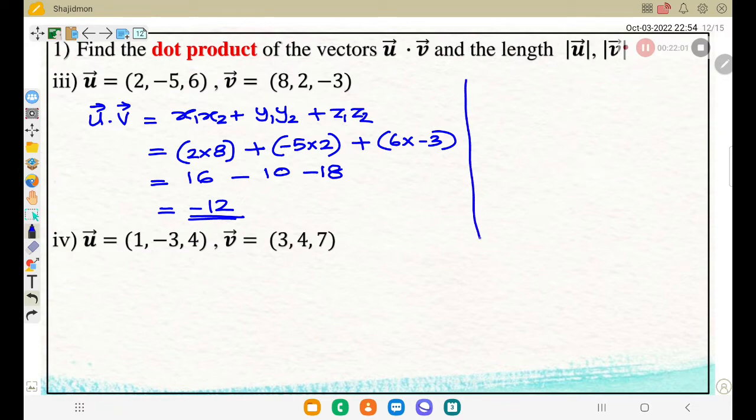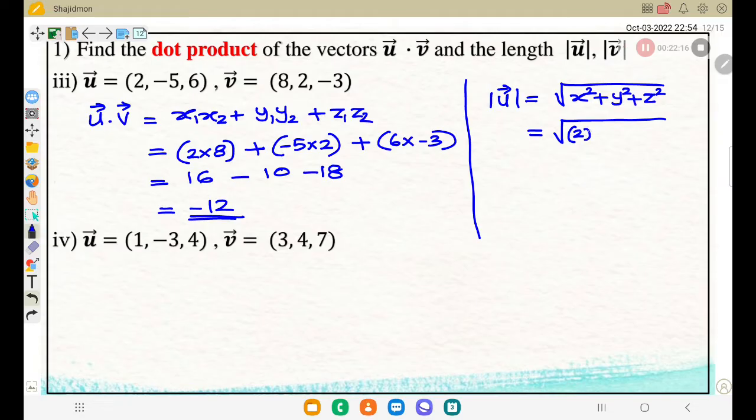Now we can find the absolute of vector u. The rule is root of x power 2 plus y power 2 plus z power 2. So for the u vector, x is 2, y is minus 5, z is 6. Root of 2 power 2, that is 4, plus minus 5 power 2, that is 25, plus 6 power 2, that is 36. So you will get root 65.